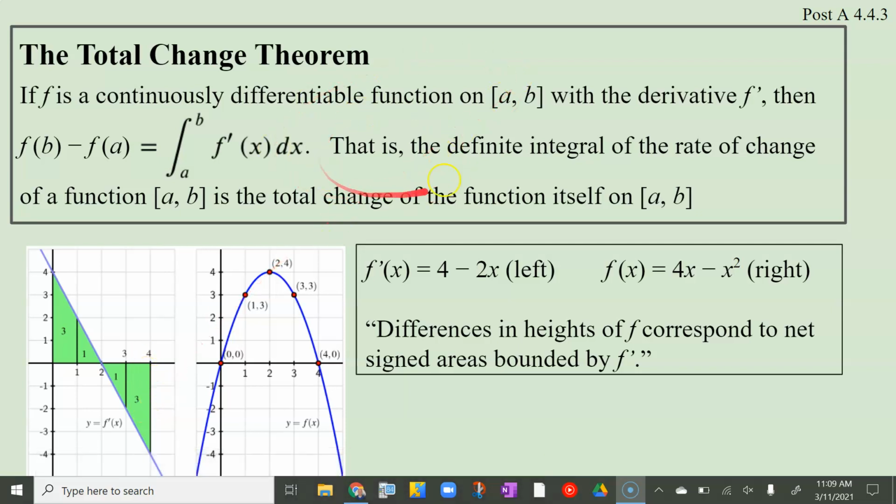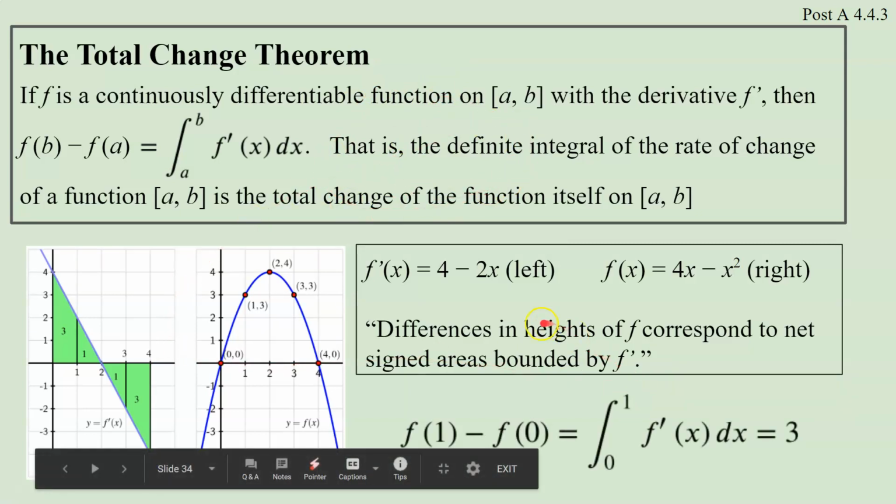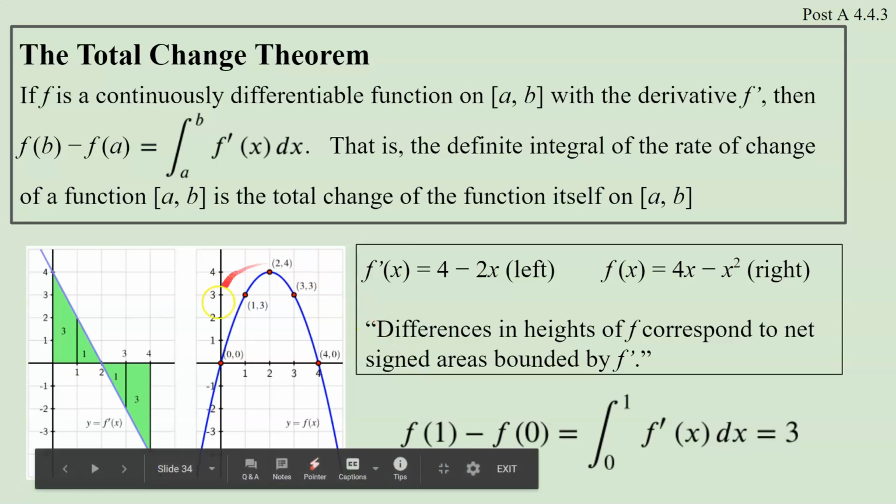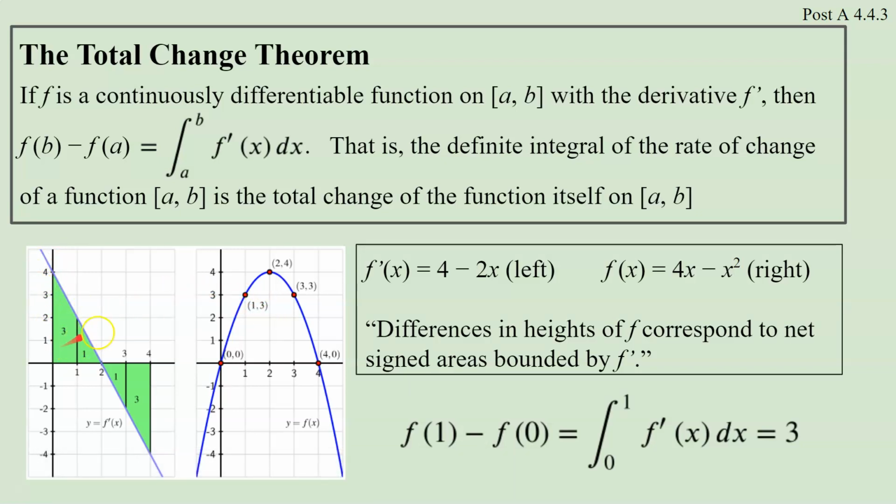So that's what the total change theorem says. Maybe go back and read the total change theorem again and make some sense out of that. So in using notation, we can say f of 1 minus f of 0. Think about that. f is the original function. f of 1, which is 3, minus f of 0, which is 0, is equivalent to the definite integral from 0 to 1 of f prime of x dx. And both of those are equal to 3.